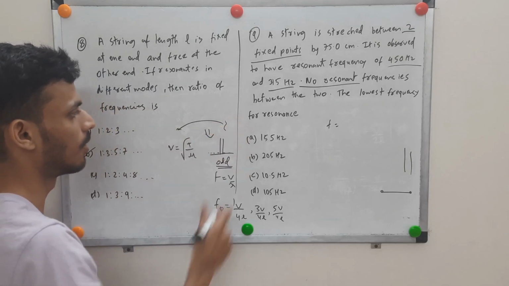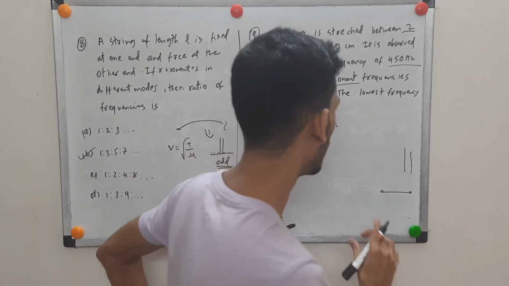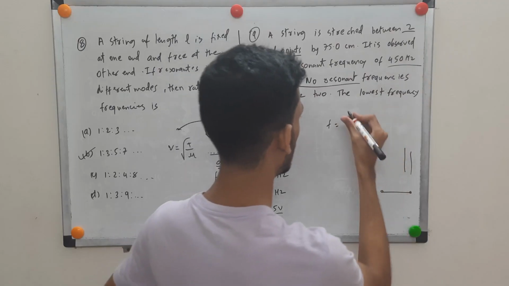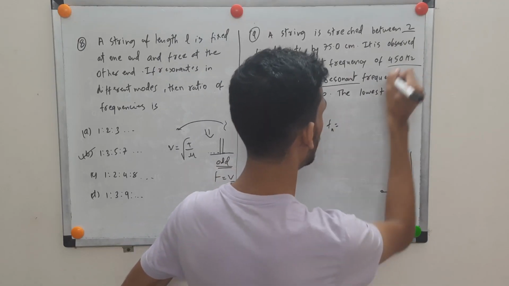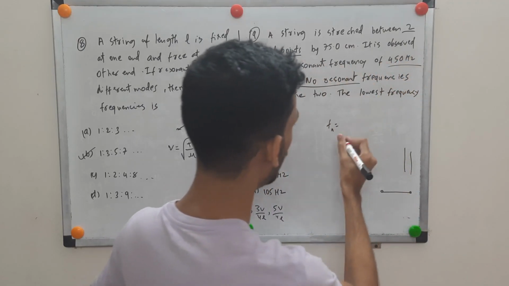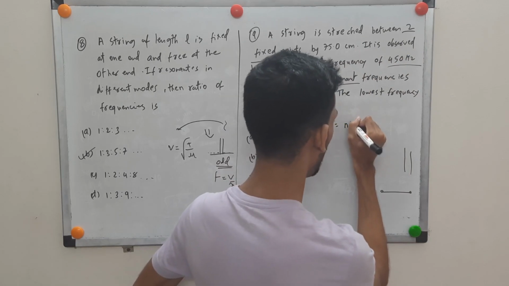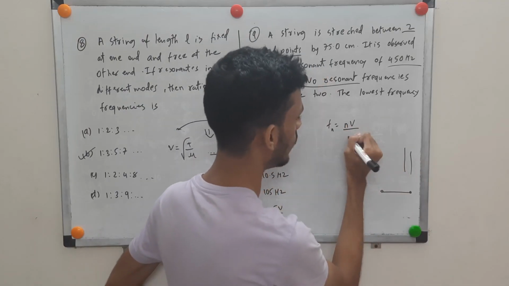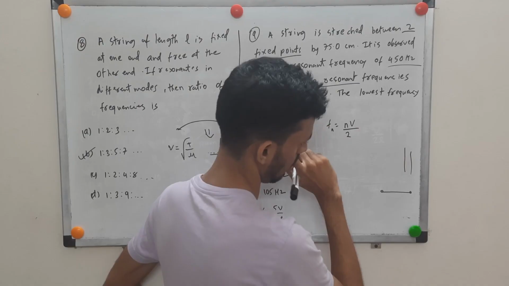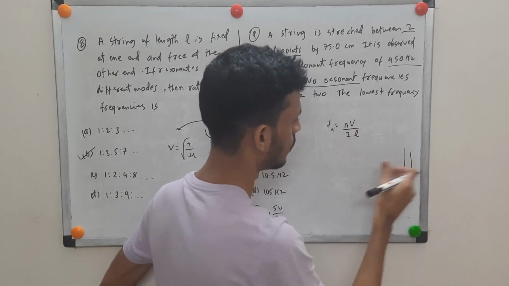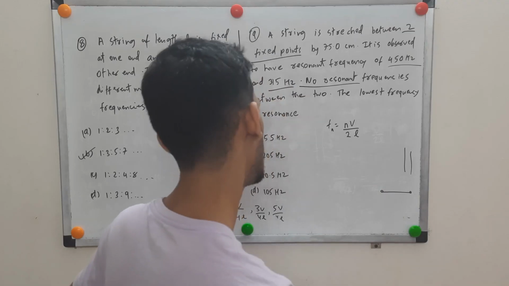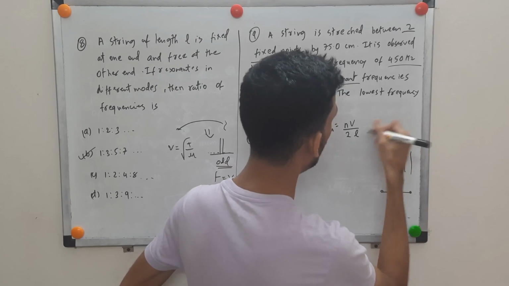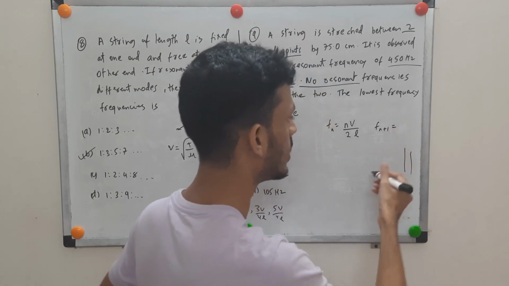Here we have successive frequencies. This is one and this is the next one. Suppose I call the smaller one, 315, Fn. For some value of n it will be n by 2L times v. The next one will be 350, for n plus 1. For an open pipe or a string, you can relate those two alike.